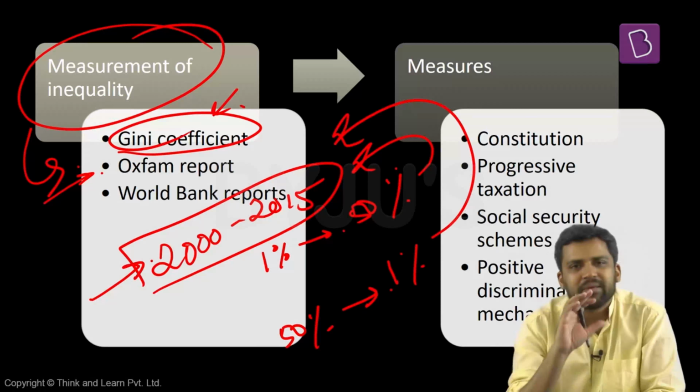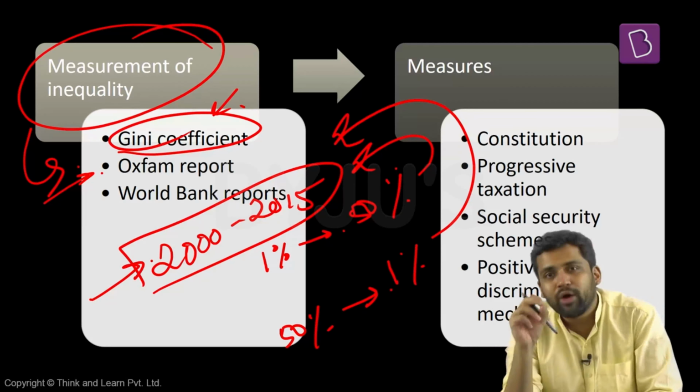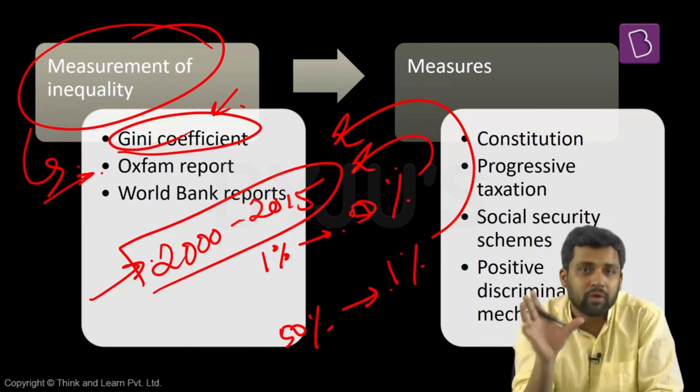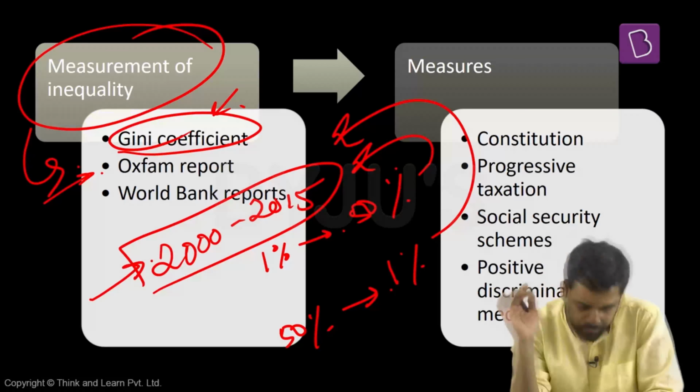This report also pointed out that some 62 individuals worldwide have a net worth equal to the net worth of 3.6 billion individuals who are at the bottom. So this is the extent of inequality. Some 60-odd individuals have as much wealth as 3.6 billion individuals have. So Oxfam had pointed this out.